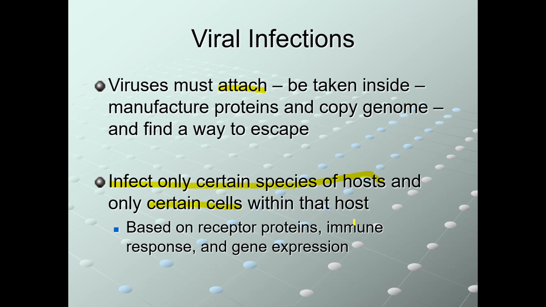So like HIV, for instance, the HIV virus specifically attacks helper T cells, which are part of our immune system. They don't affect any other cells in the body. They specifically affect helper T cells.